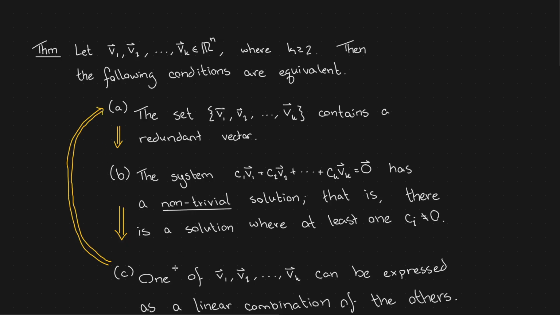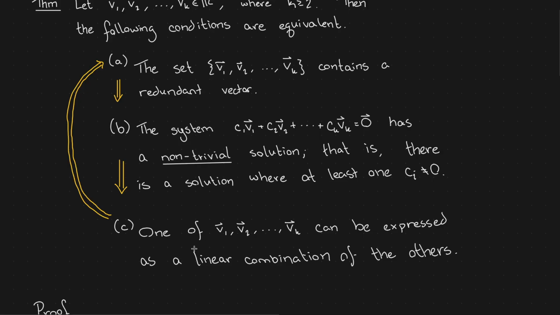If I could show that, then if A is true, then B is true. And if B is true, then C is true. And if C is true, then A is true. And I could just go around the cycle. And if one is true, they all must be true. Okay? So I'm just going to complete the cycle here.